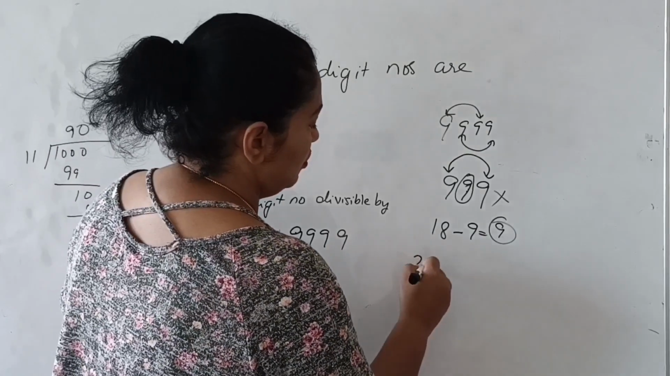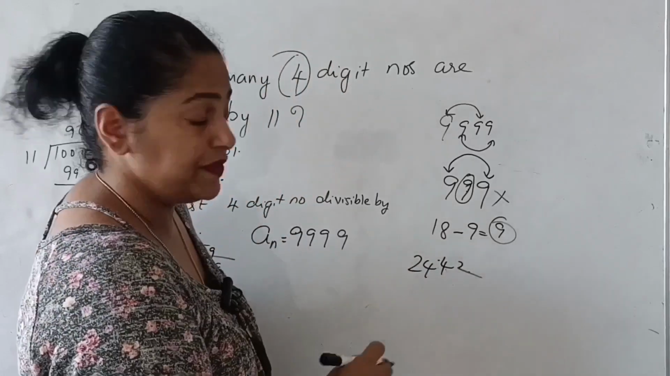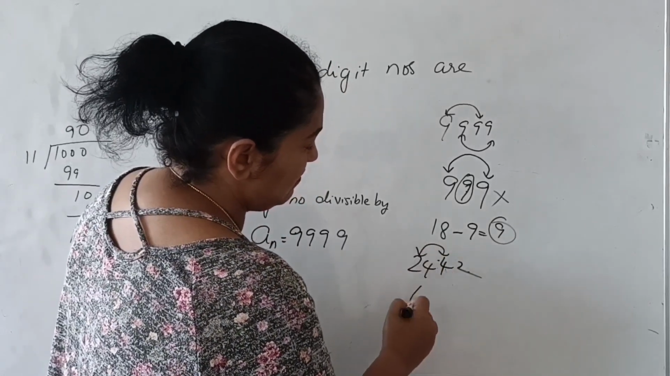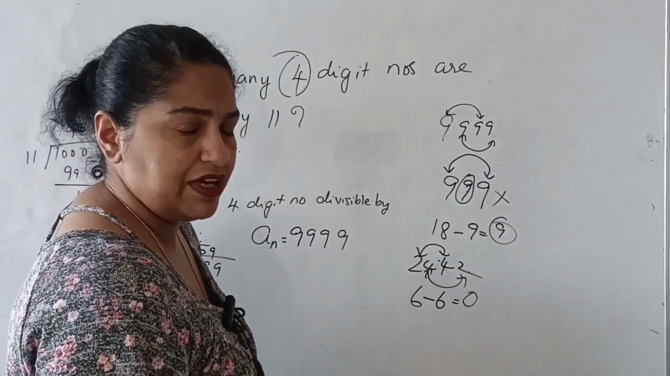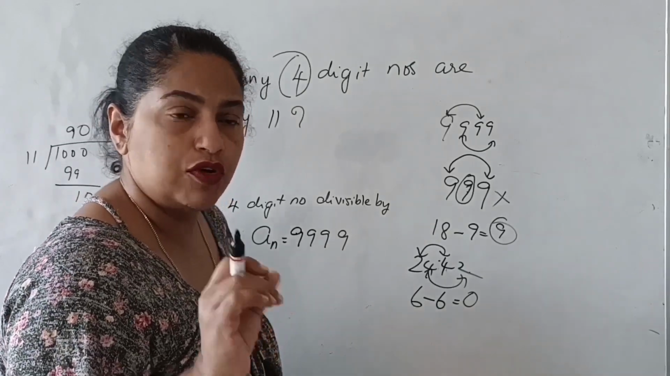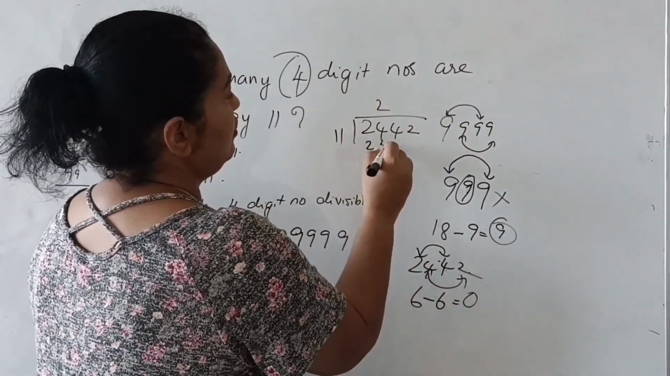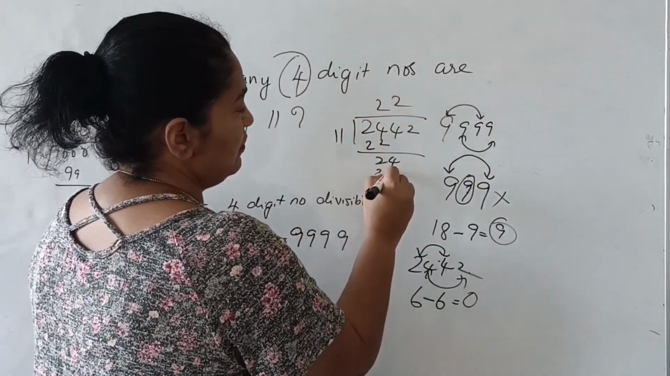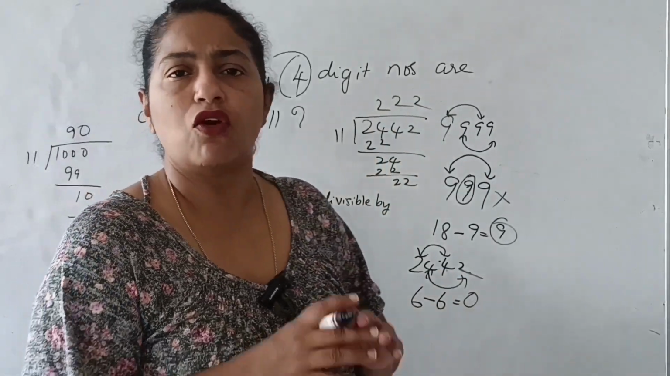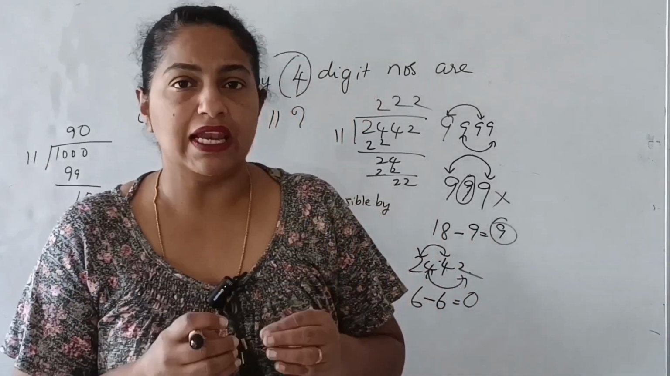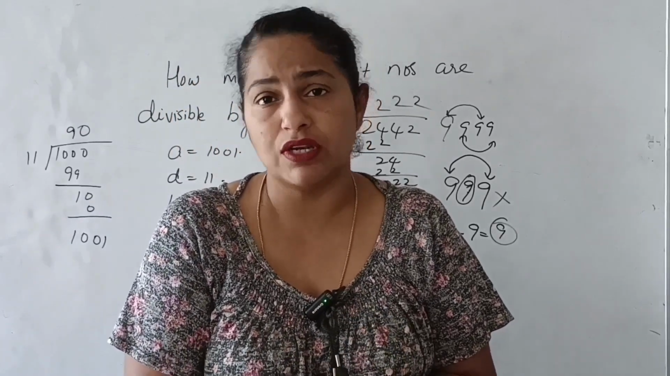Take any random number. 2424. Okay, or let us take 2442. This number plus this number is a 6. This number plus this number is a 6. It gives me a 0 which is divisible by 11. Now let us see whether 2442 is actually divisible by 11. 11 2s are 22. 24, 11 2s are 22 again. See, it is divisible. This is basic. I guess all of you might be knowing about this. But still I thought I will make a mention of this in case you have forgotten this. This is a concept that you study in grade 5 or grade 6.